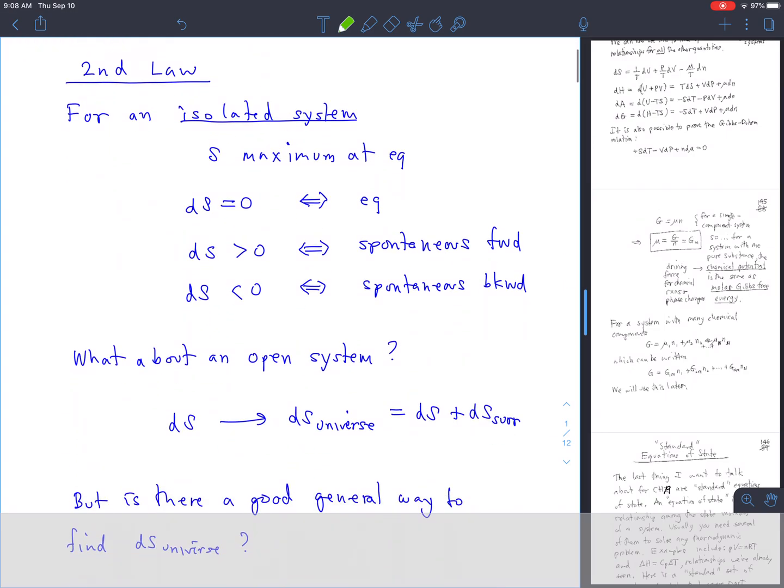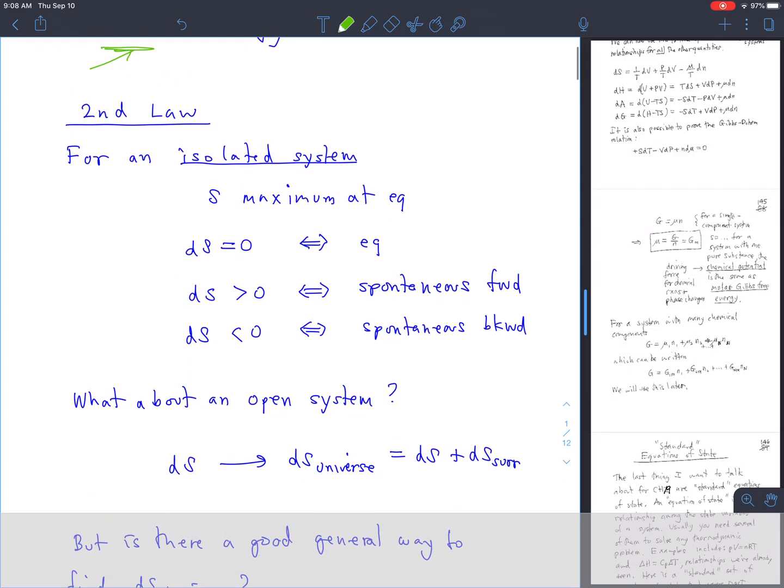So in previous chapters we've seen that the second law of thermodynamics says that for an isolated system, the condition for equilibrium is that the entropy of the system, necessarily now, because it's isolated so the surroundings don't do anything, has to be a maximum at equilibrium. That means that if a small change in the system causes a small change in the entropy, and that change turns out to be 0, then you're at equilibrium.